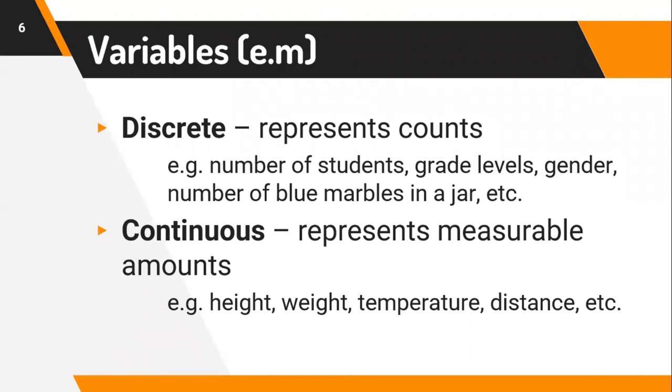So we've already explained that the discrete represents the counts. If you look at the examples on the screen, we have the number of students in a class, the grade levels A, B, C, C+, the number of blue marbles in a jar. These are all discrete variables. And the continuous variables also are measurable amounts: height, weight, temperature, distance, and all of that.